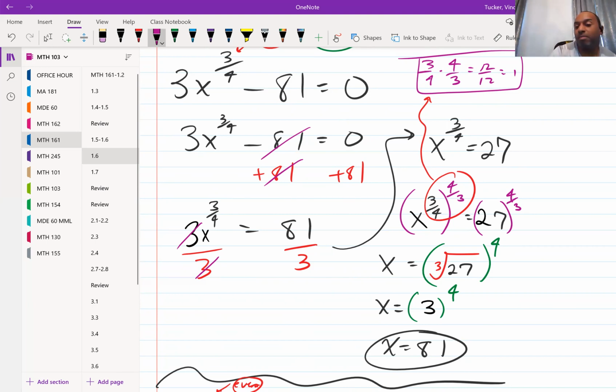So maybe this will help. Whenever you're looking at the cube root of a number, you're asking yourself what times itself 3 times will give me that number under the radical. So it was 3 because 3 times 3 times 3 gives me 27. And then here, we're raising it to the power. So we multiply 3 times itself 4 times. That's how we got to 81. Okay, that makes more sense. Thank you.